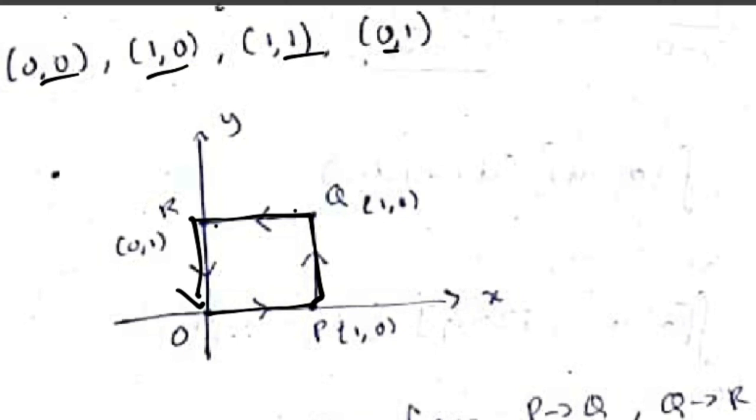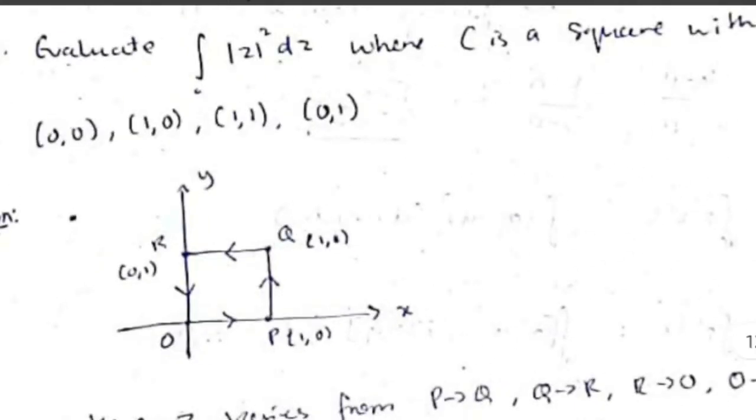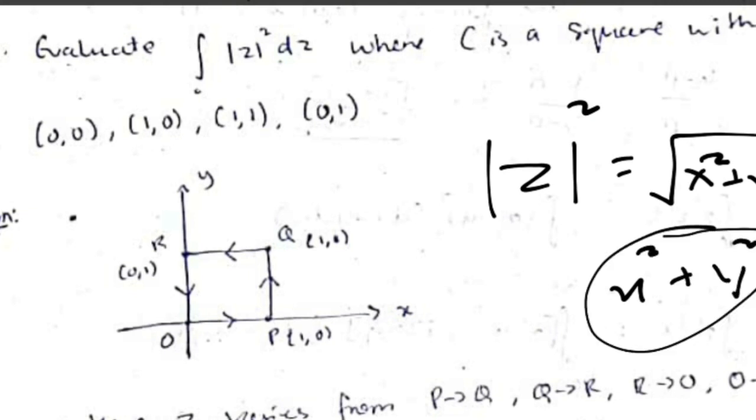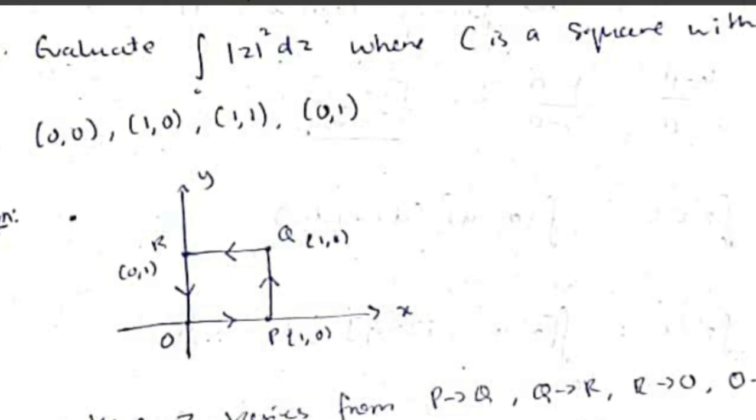After that, you have to substitute the equation they have given. It's given mod z. What is the mod z value? It's the square root of x square plus y square. What is mod z square? That will be x square plus y square. So that's what we have to substitute in the given equation, and dz will be dx plus i dy, okay.